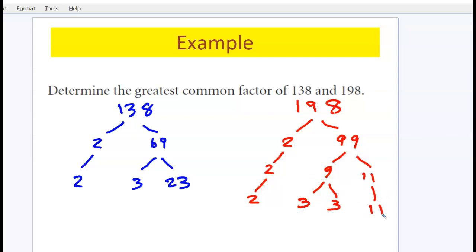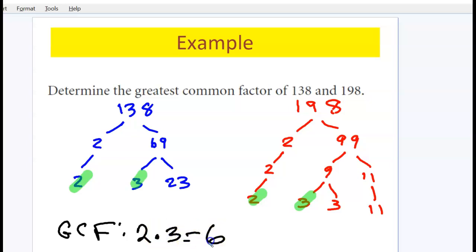So now, to find the greatest common factor, here is what we do. Once we've got our prime factorization for both numbers, we take whatever is common to both. So there's a 2 here, and there's a 2 here. So I'm going to write a 2 down here. And we have a 3 here and a 3 here. That means I'm going to multiply that by a 3, and that's all that's common. So 2 times 3 is 6. So that means the greatest common factor for 138 and 198 would be 6.